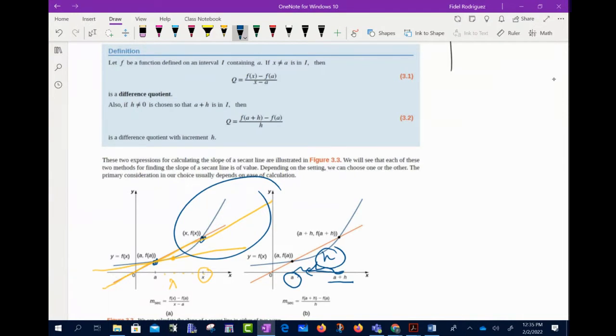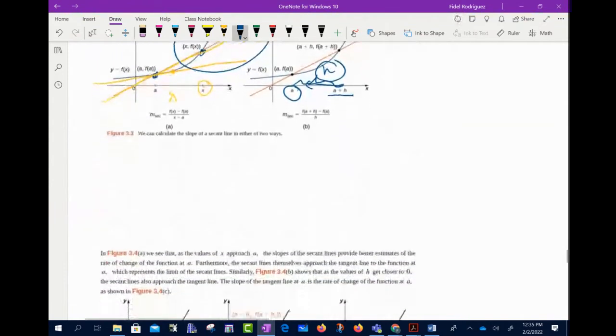So we have two different quotients. One of them is f of x minus f of a over x minus a, and one of them is f of a plus h minus f of a divided by h, okay? So these, again, they're still telling you the slope of the secant line, just two interpretations of it, okay?